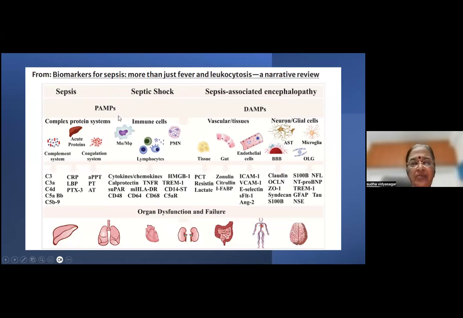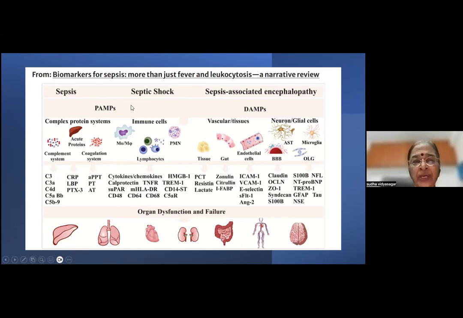This is the pathogen-associated molecular patterns. These give rise to release of complex protein systems, which are either acute phase proteins, or the complement system, or the coagulation system, or they are acting on the immune cells like your polymorphonuclear neutrophils and the lymphocytes, and all of them give rise to this host of biomarkers that you're seeing below. I think some of them are familiar. Your CRP is familiar. You have the procalcitonin coming here, and there are many others which we will talk about. These are produced from the liver, or from the blood, or from the immune cells, or from the vascular tissues, or they are coming from the neurons or the glial cells.